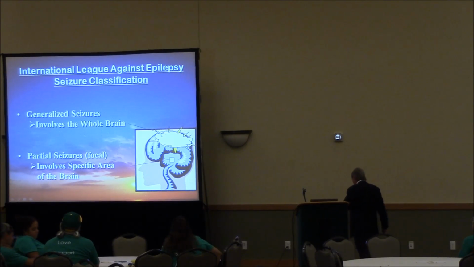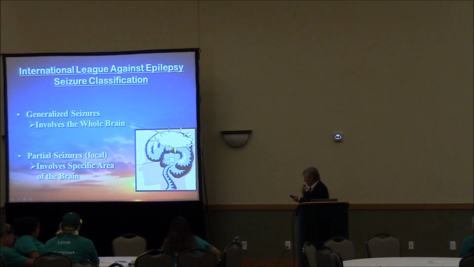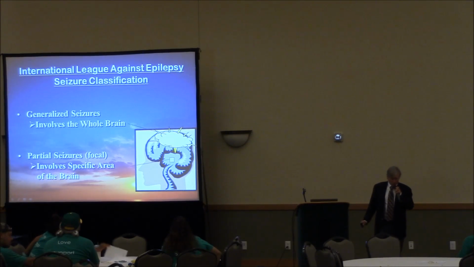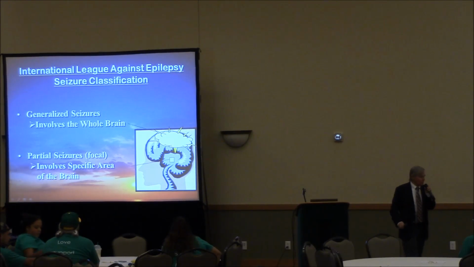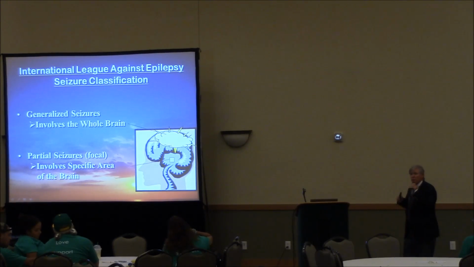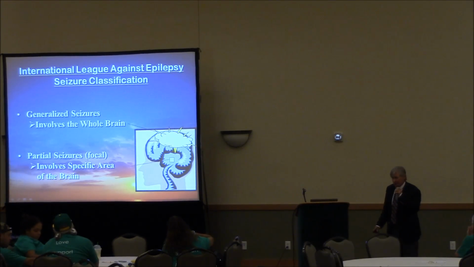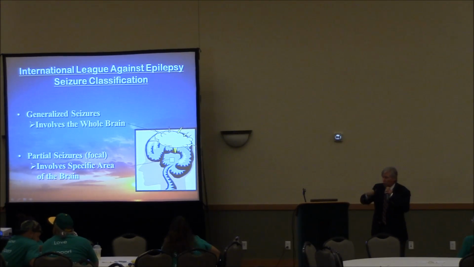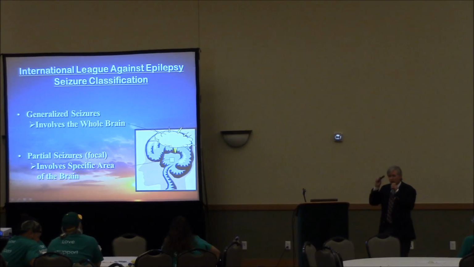The second type of classification that we use is partial or focal seizures. These particular types of seizures involve only a specific area of the brain. The area of the brain involved in the seizure activity will determine what takes place during the event. Also, with partial seizures, there may be no loss of consciousness, or there may be an alteration in the individual's consciousness, but a certain level of consciousness is preserved during a partial seizure.